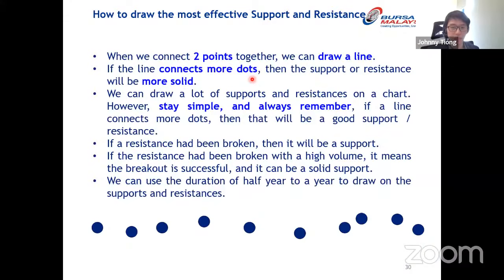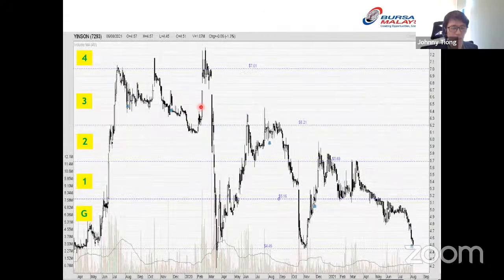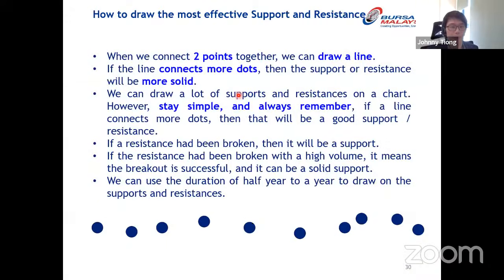Okay, so we can draw a lot of supports and resistance on the chart. Like for example, the chart just now, we can actually draw a lot of lines. But our advice is stay simple. Always remember, if a line connects more dots, it will be a good support or resistance. Stay simple. Don't complicate yourself, because I've seen a few people's charts.